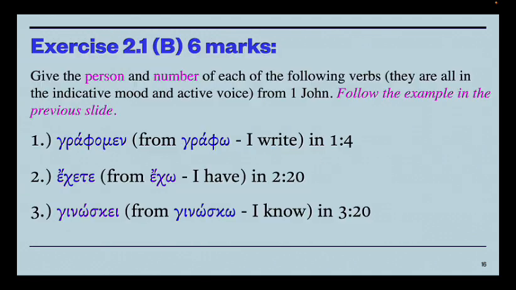Now, this is an exercise for you. It will have six marks. Here, what you are going to give is the person and number, the way I did it in the previous slide. Just follow that example and just give me the number and person of these Greek verbs: graphomen, ekte, and ginoskei.